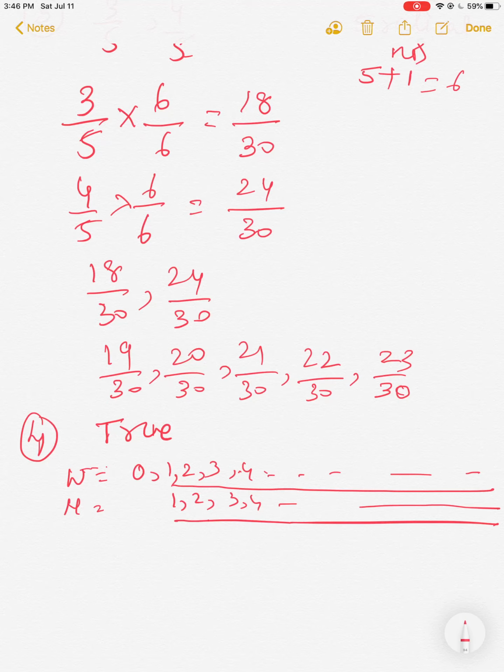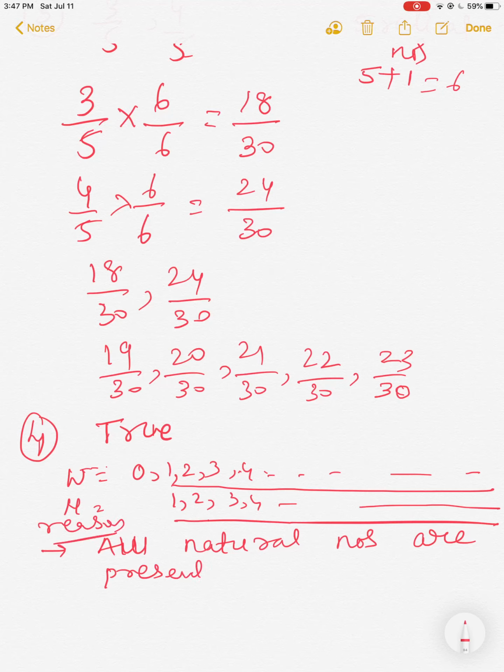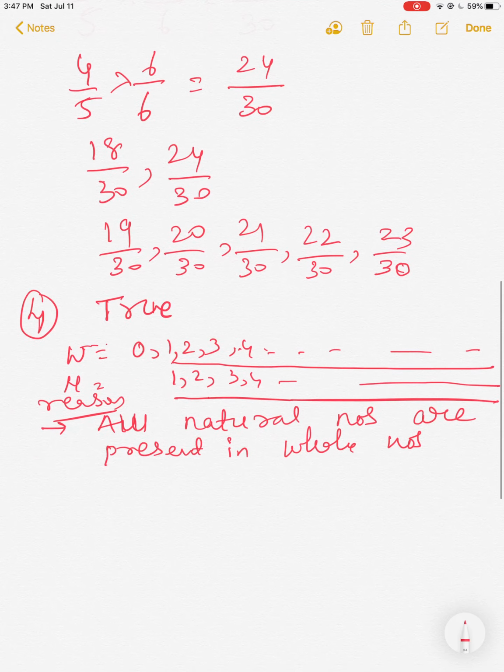Now give the reason. If it is true we need not give a reason, only if it is false. Still, we will give it. The reason you have to give is: all natural numbers are present in whole numbers. Okay, this is the first one.